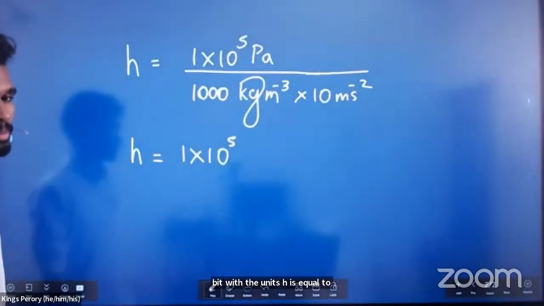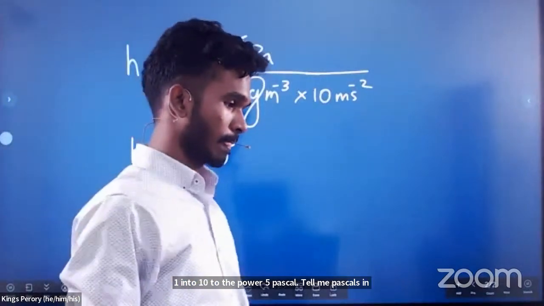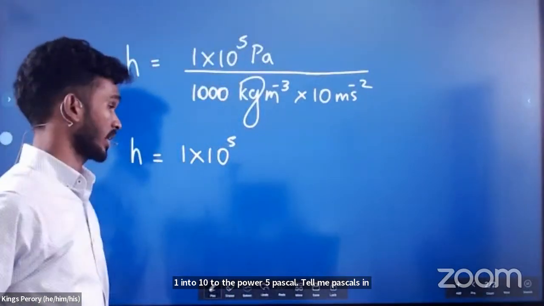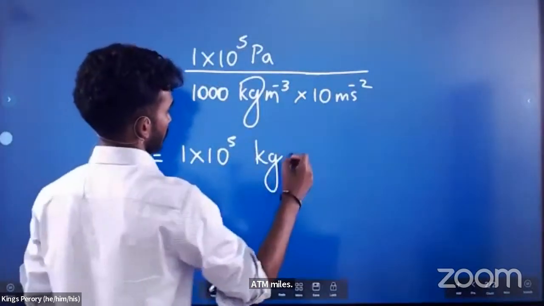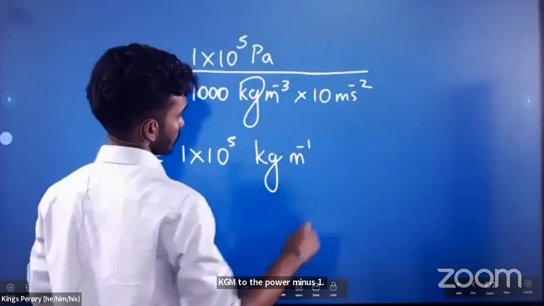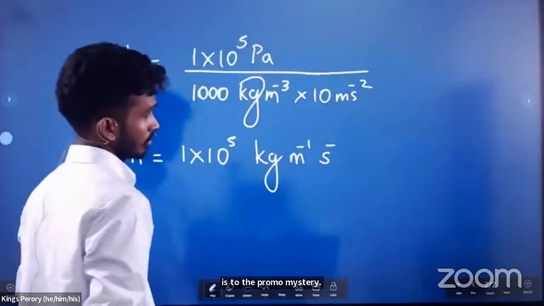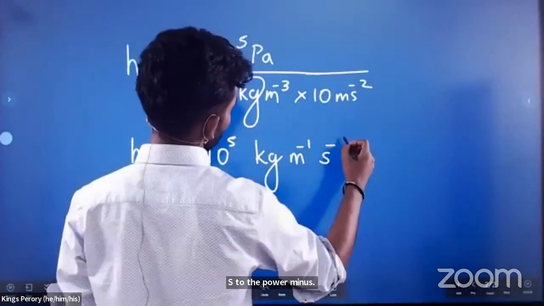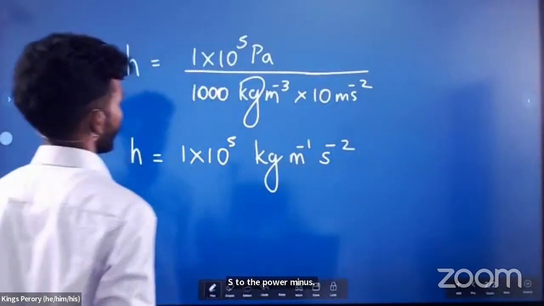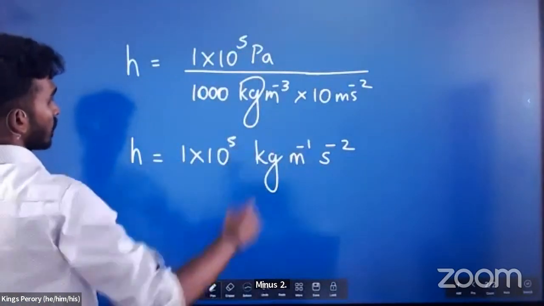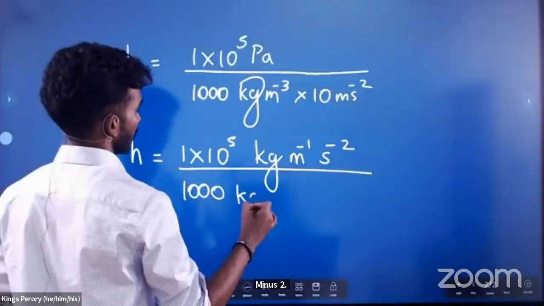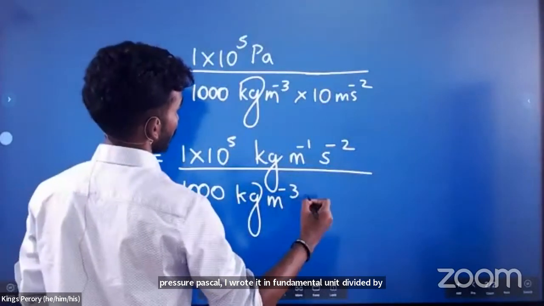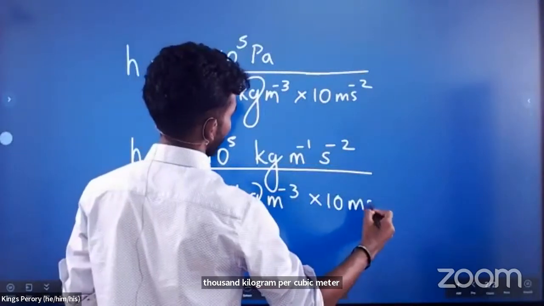Tell me, Pascal in basic, fundamental units. Pressure, what's the fundamental unit? kg m to the power minus 1 s to the power minus 2. So pressure, Pascal, I wrote it in fundamental units, divided by 1000 kilogram per cubic meter multiplied by 10 m s to the power minus 2.